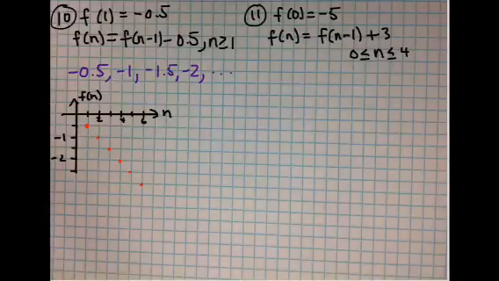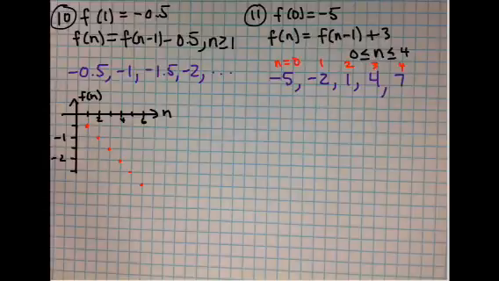Alright, so for number 11, it starts with negative 5. And we're adding 3. So then we have negative 2, 1, 4. Now it starts with n is 0 to n is 4. So this is n is 0 right here. 1, 2, 3. We need one more number. Okay, so 4 plus 3 is 7. So that's the list that I'm going to graph.